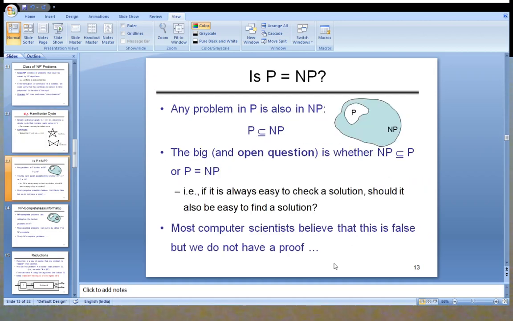So it is still not very clear whether P equals NP or P is a subset of NP, because this problem has not been solved. P is a part of NP, but we are not sure whether P is a subset of NP or P equals NP. Most scientists believe that P is a subset of NP.